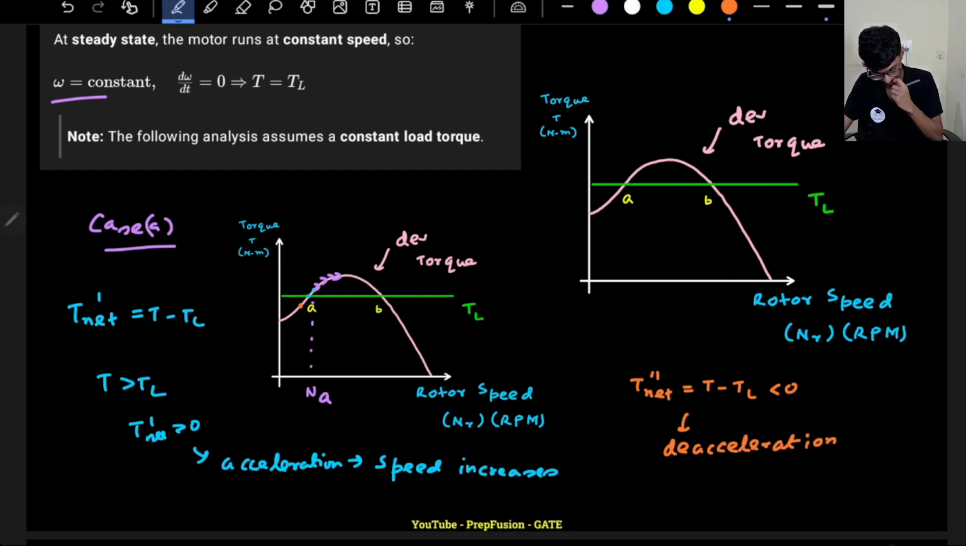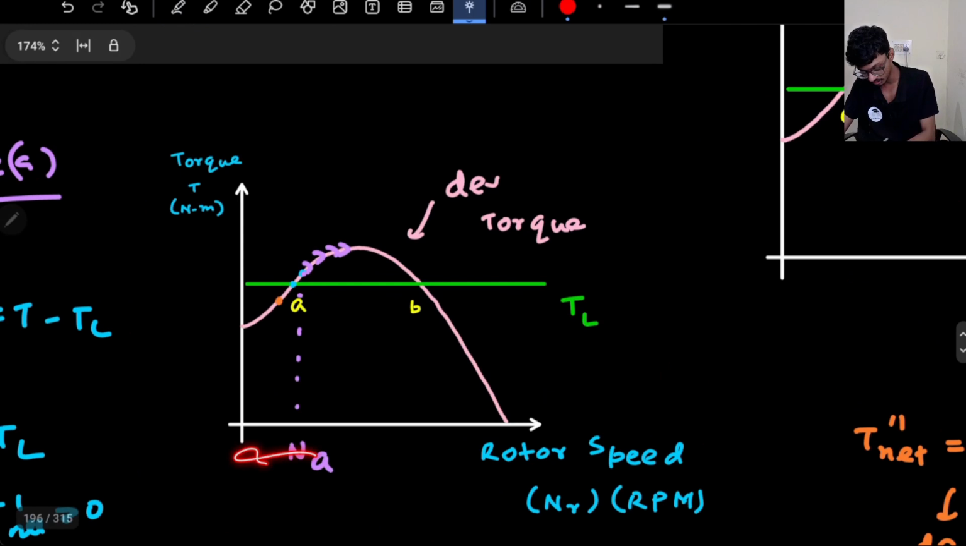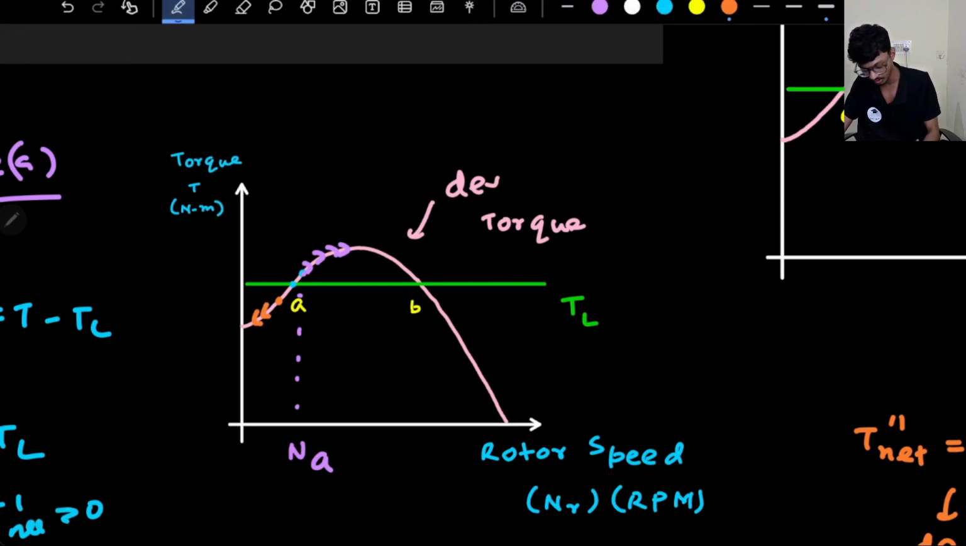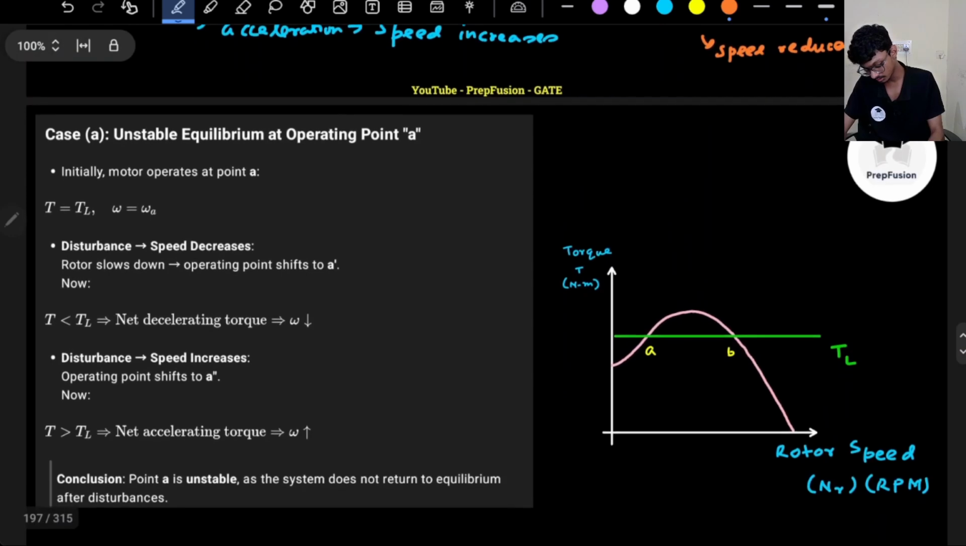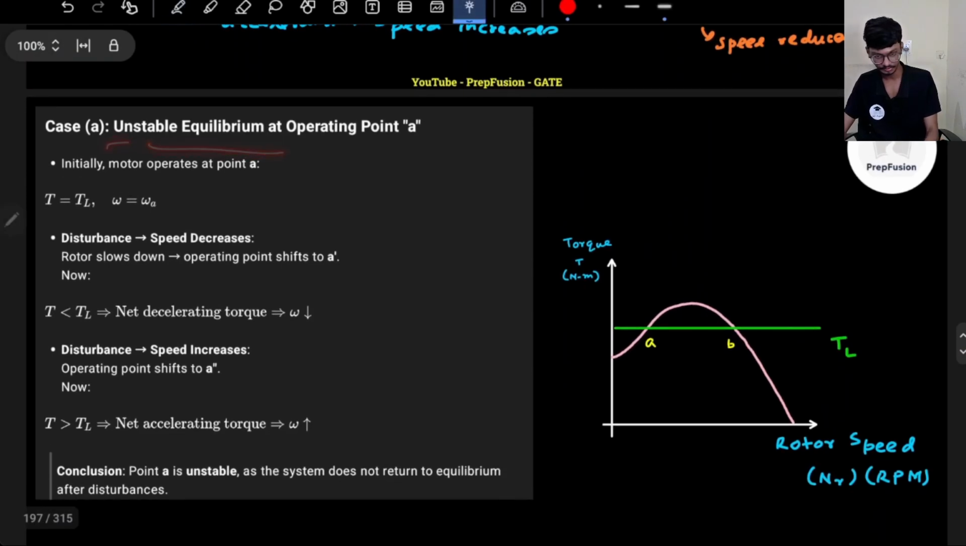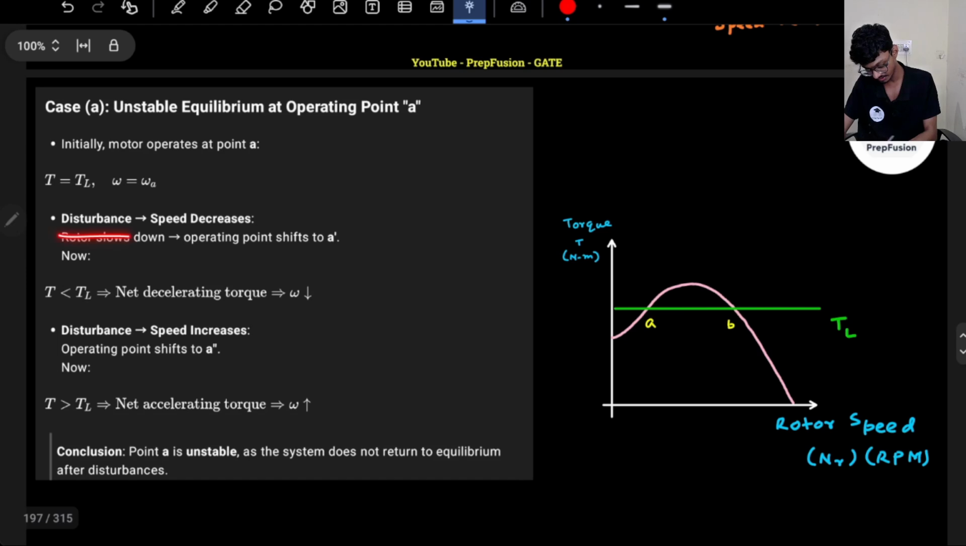If there is deceleration, that means speed will reduce further. So speed reduces, that means I will go on the left hand side, so it will go further down. So this point is totally not stable. What can I conclude? I can conclude that point A is an unstable equilibrium. If I increase the speed slightly, the rotor speed will keep on increasing. If I decrease the speed slightly, the rotor speed will keep on decreasing. Hence the point A is unstable.